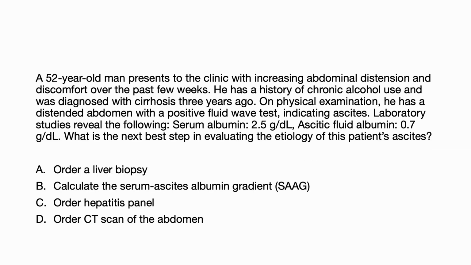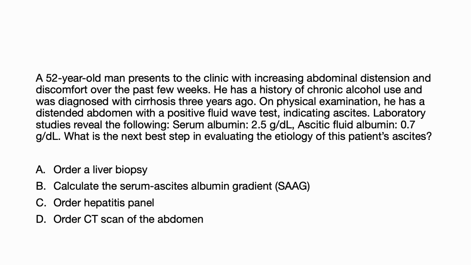A 52-year-old man presents to your clinic with increasing abdominal distension and discomfort over the past few weeks. He has a history of chronic alcohol use and was diagnosed with cirrhosis 3 years ago. On physical exam, he has a distended abdomen with a positive fluid wave test, indicating that the patient has ascites. Lab studies revealed the following: a serum albumin of 2.5, ascitic fluid albumin of 0.7. What is the next best step in evaluating the cause of this patient's ascites?